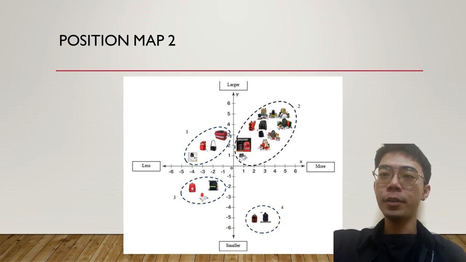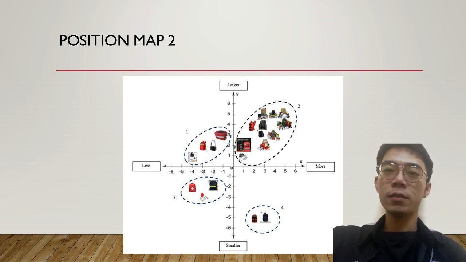This is position map 2. The position map is done according to the market situation for pocket design versus size. It has 4 zones: less pocket versus larger size, more pocket versus larger size, less pocket versus smaller size, and more pocket versus smaller size.